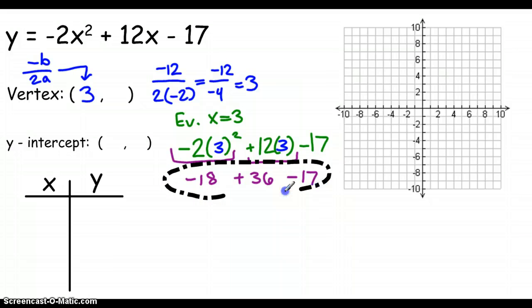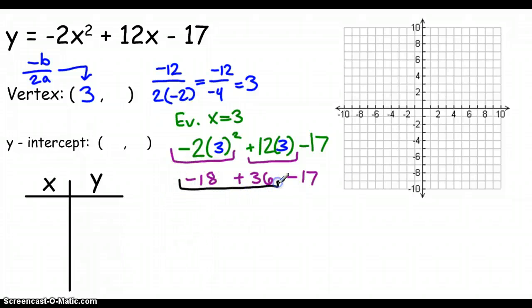So we're trying to put all these terms together here. This is the end of our evaluation process. You can put these together in any order you want. So maybe you could do the negative 18 and the 36 to get a positive 18. 18 minus the 17 tells us that the y-coordinate for our vertex is equal to 1.